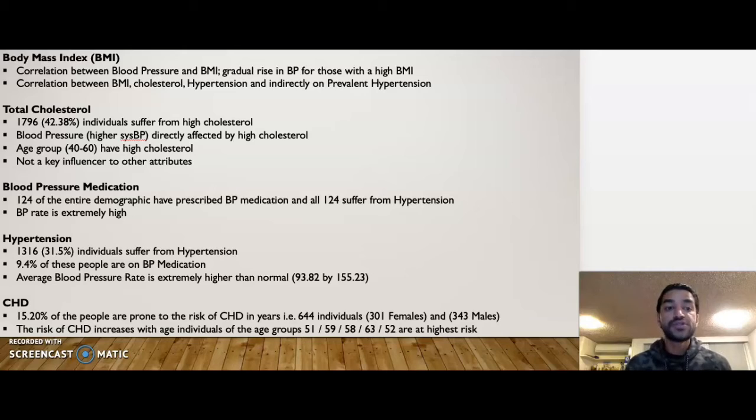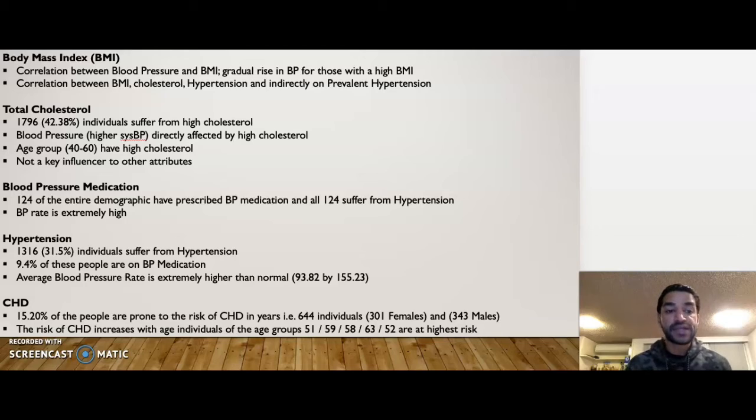Cholesterol, 42.38% of individuals suffer from high cholesterol, but the cholesterol did not give us too substantial findings, and this could mainly be because of something known as good cholesterol. Then we move on to blood pressure medication. 124 of the entire demographic, as I said, are under blood pressure medication, and they all suffer from hypertension.